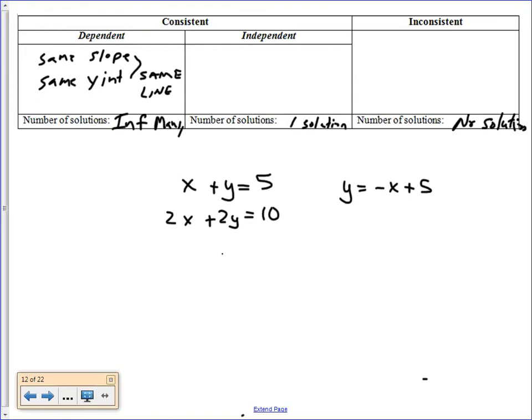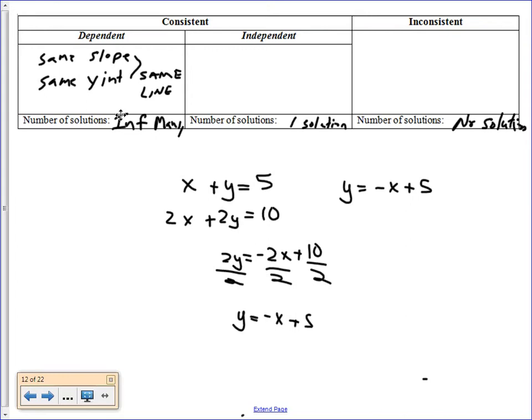So if I took this equation right here and solved it for y, y equals negative 2x plus 10, I would then divide by 2, and I would get y equals negative x plus 5. So again, notice in this problem, I have a slope of negative 1 in both equations. I have a y-intercept of 5 in both equations. So this ends up being a dependent system. If I ask you how many solutions that had, you would say it has infinitely many solutions.